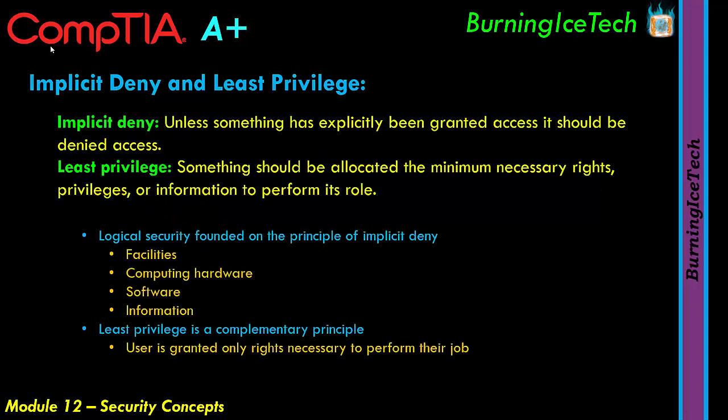Okay, let's talk a bit about something else. Implicit deny and least privilege. Now, as you can see, implicit deny says unless something has explicitly been granted access, it should be denied access. This applies to a lot of things. It applies to people, it applies to software, you name it. So if someone wants access to certain software or credentials, you're going to go and deny them that by default.